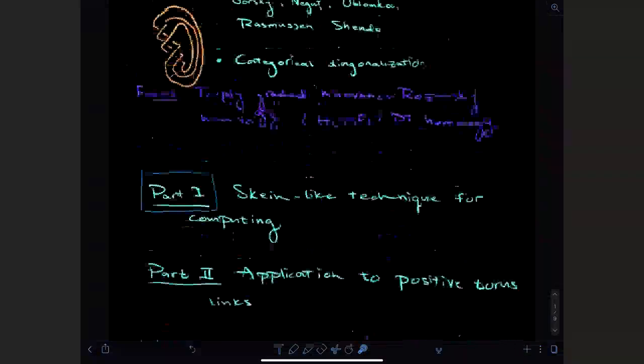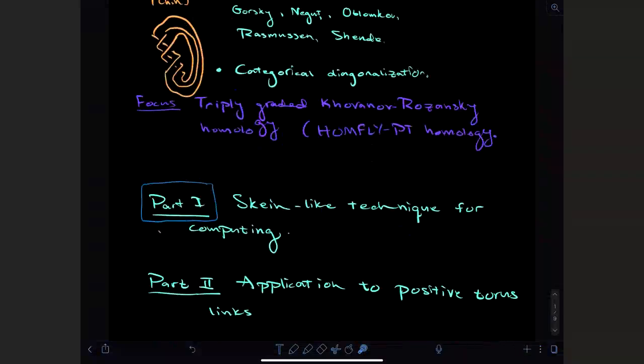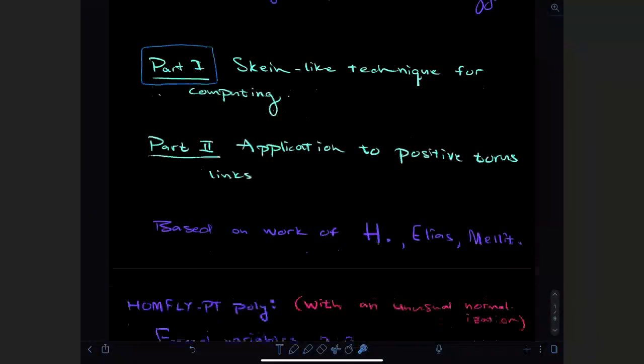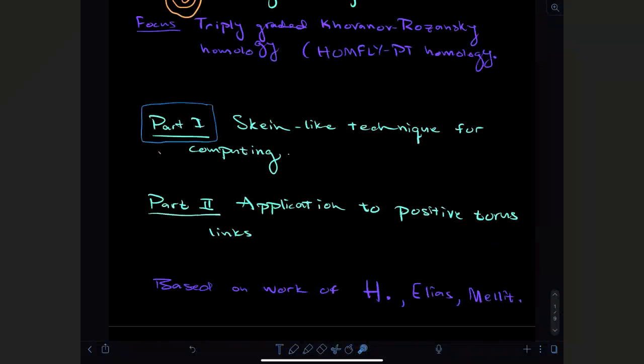So this lecture is separated into two parts, two videos. The first part that you're watching now is all about this technique of me and Ben for approaching the computation of Khovanov-Rozansky homology. And the second part is the application to torus links. The applications to torus links were worked out in various cases by subsets of me, Ben Elias, and Anton Mellit. So I'll say more about that in the second video.